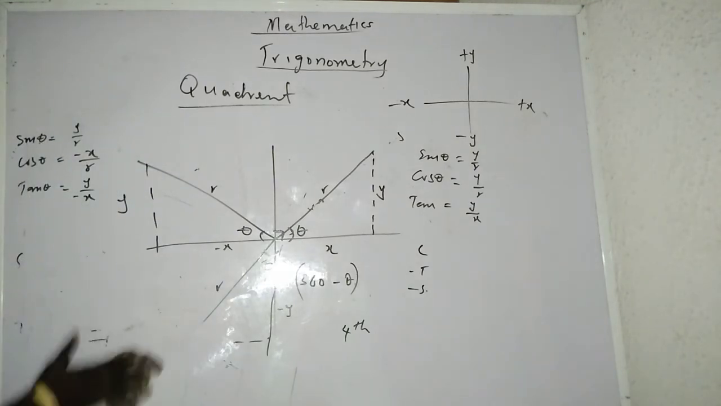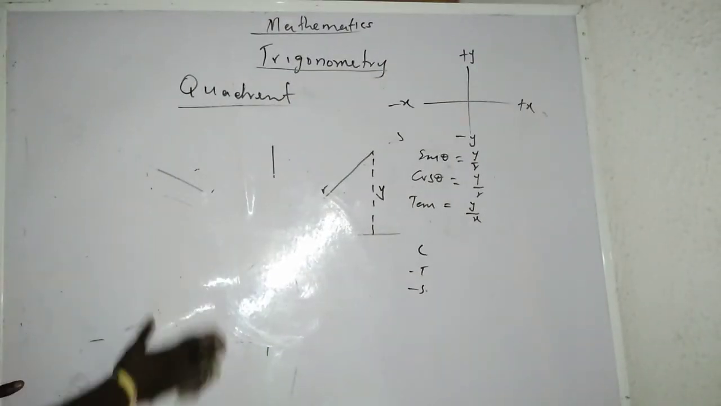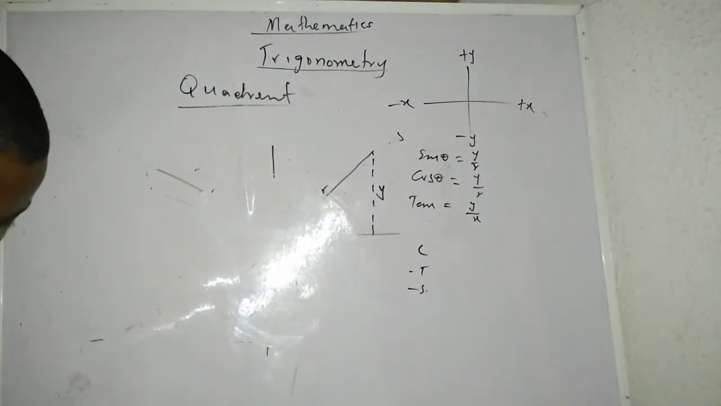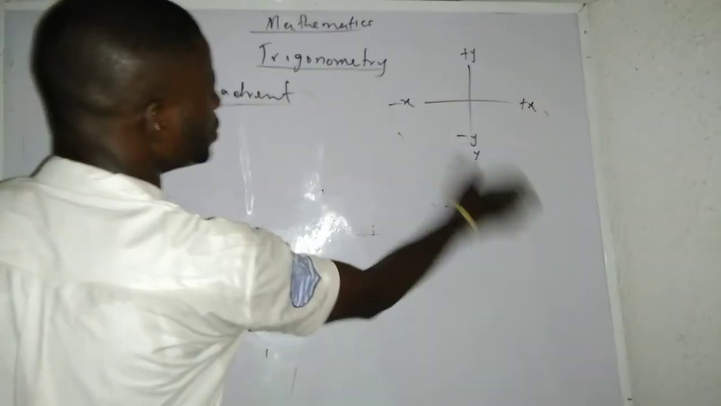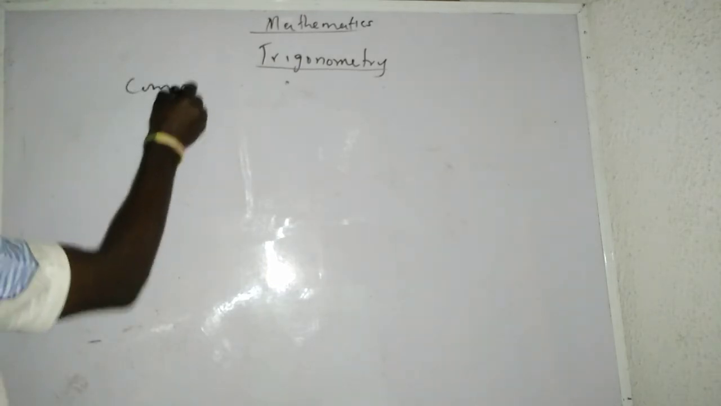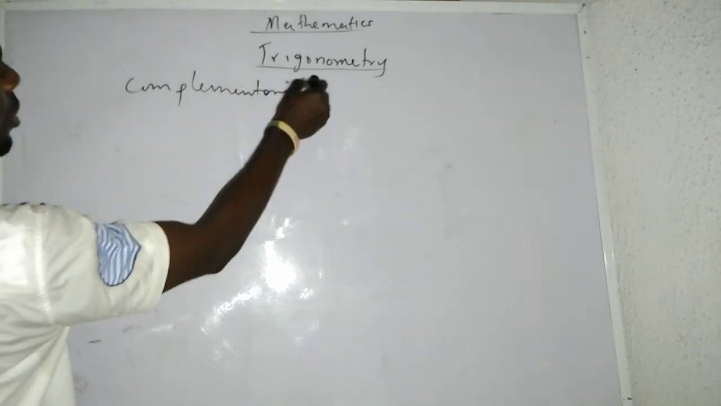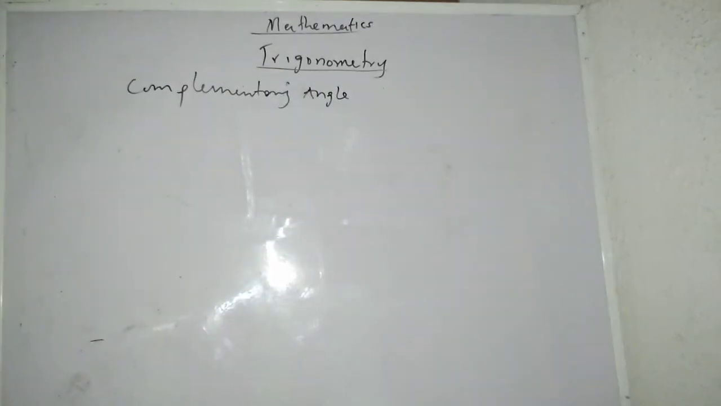Now, let's move on. Let me try to explain complementary angle. Complementary angle is very, very important to understand. If we are talking about complementary angle, my complementary angle is always equal to my complementary angle.